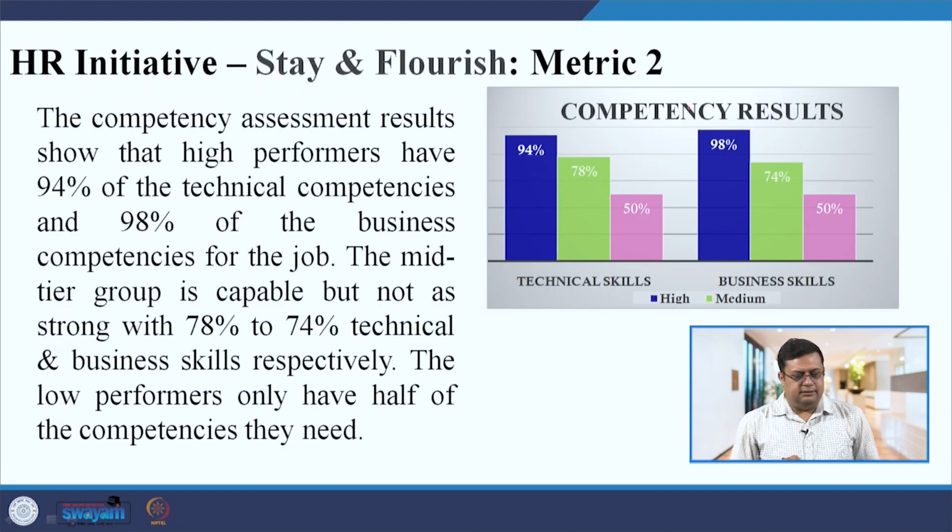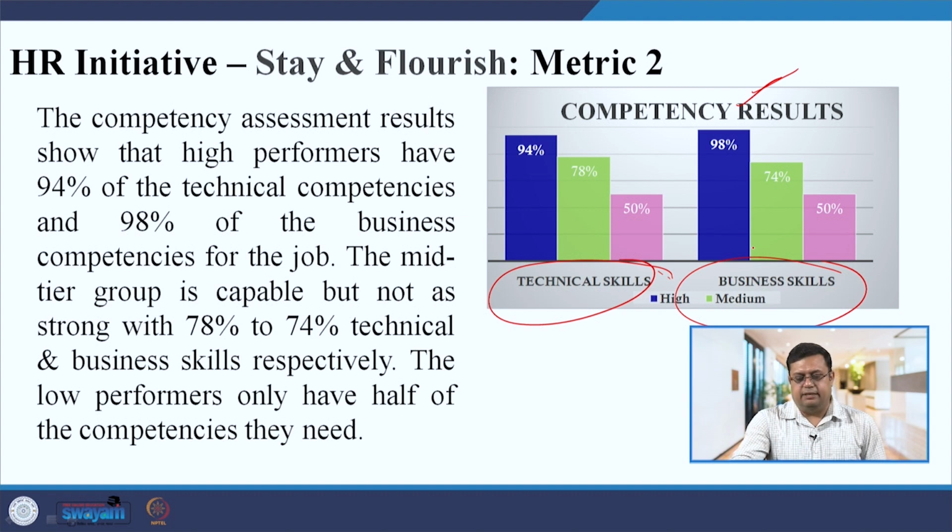Next ratio that you can see here is the HR initiative, like competency results, right. So, what is this competency related to? Technical skills and business skills. Whatever pool is there, in that how many people have various types of technical skills. So, now you can see 94%, 74% and 50%, right, high, medium, low, and then you can give a name of the skills also, right, and then you can understand. So, that is how you can visualize.